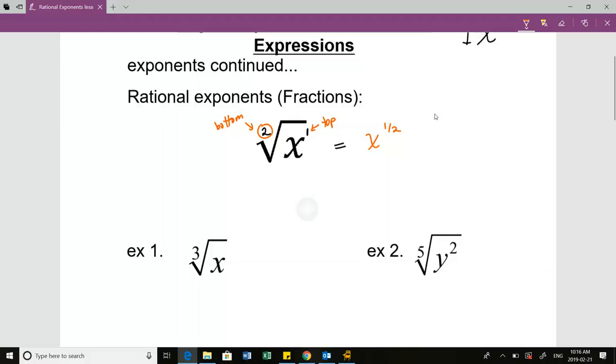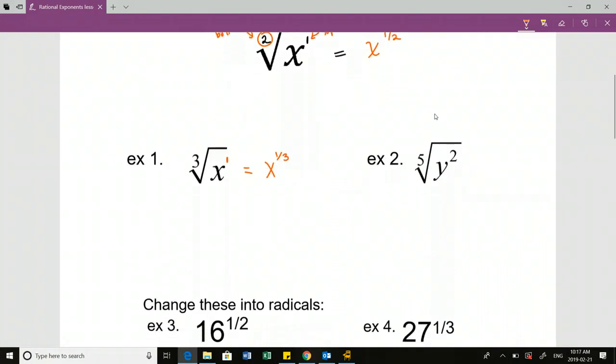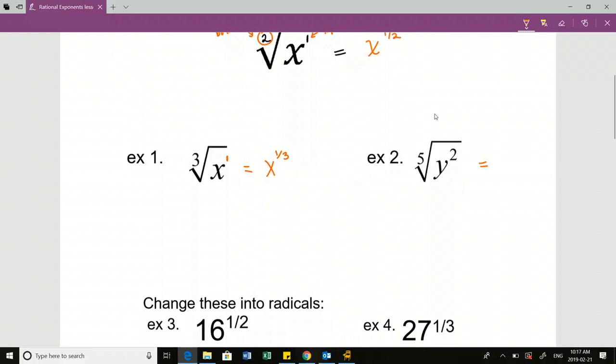Okay, so imagining, for example 1, that there is an exponent of 1 on this x. When I write this as a rational exponent, it will be 1/3. Okay, and then similarly, this guy has an exponent of 2 this time. So you essentially just leave that exponent and then the value outside of the root becomes the denominator of the fraction. Okay, so that one's y to the 2/5.